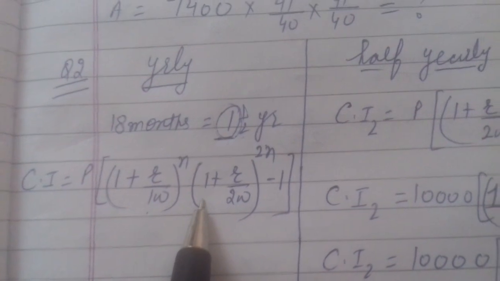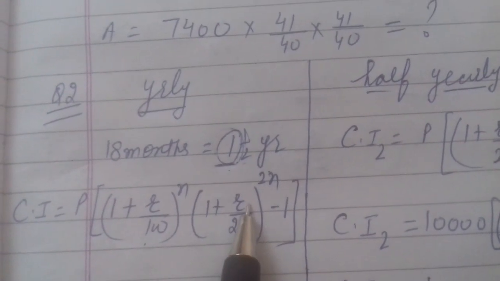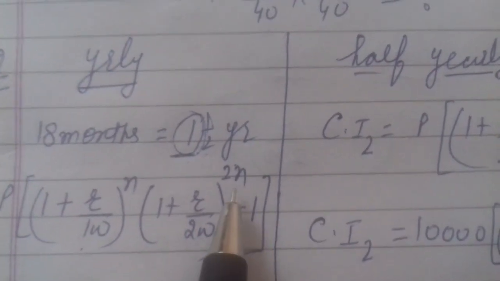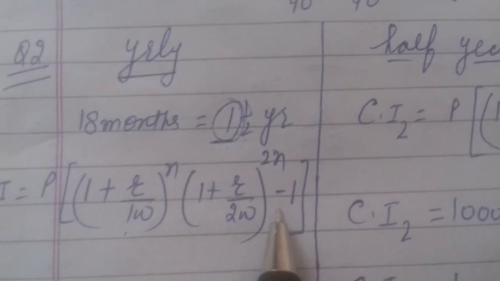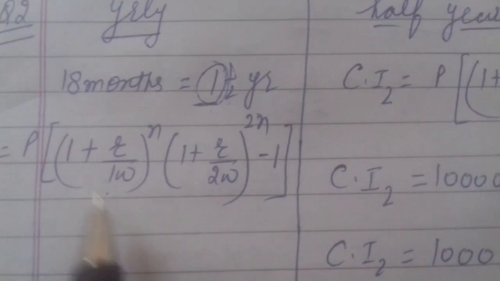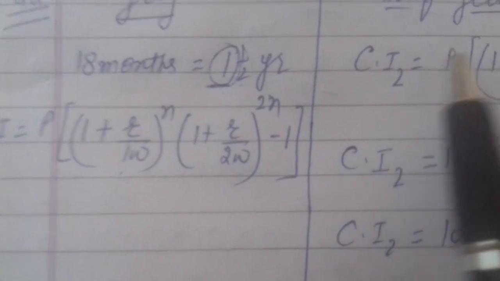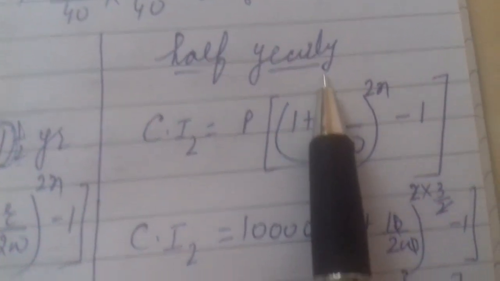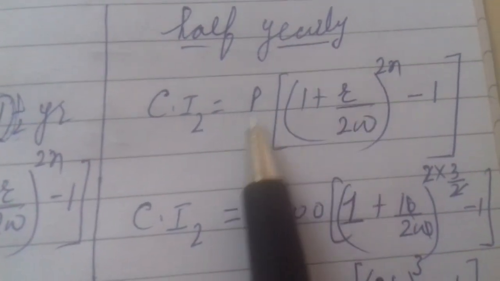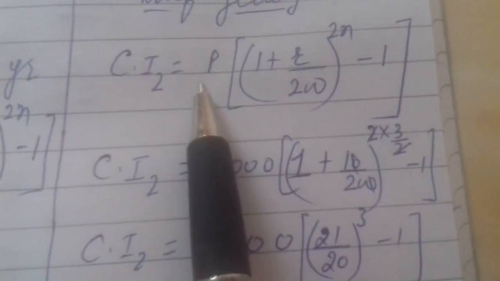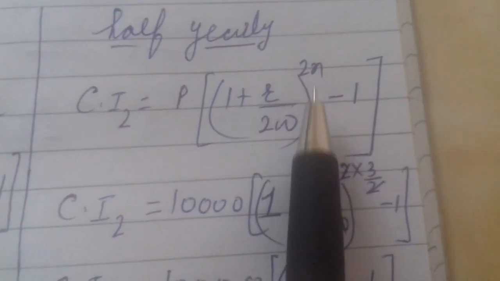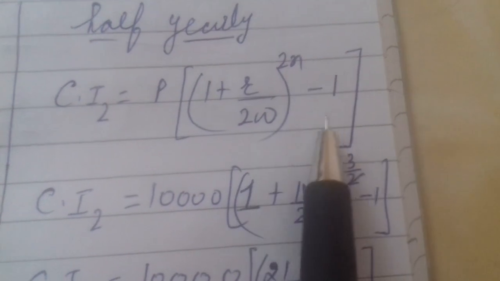For half what will I do? 1 plus R by 200. We have to half the rate also, raised to the power 2n minus 1. Clear? This is the formula of compound interest. And the same comparison we'll see here. Look here now. Half yearly compound interest of the second case. This full is compounded half yearly. That means we have to apply the formula of half yearly only. So P into 1 plus R by 200 raised to the power 2n minus 1.